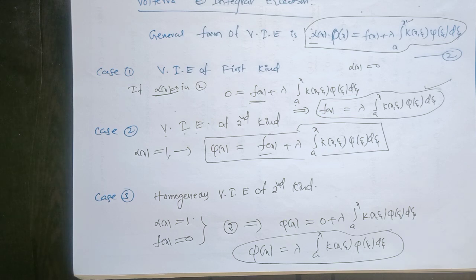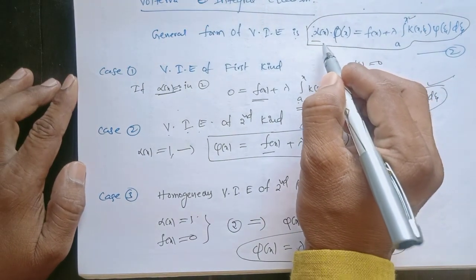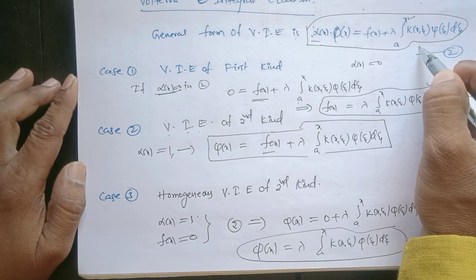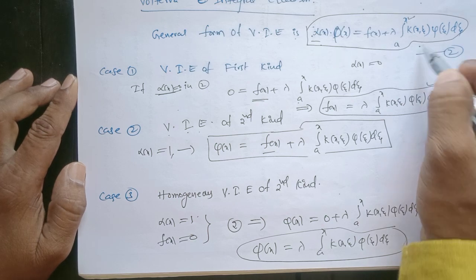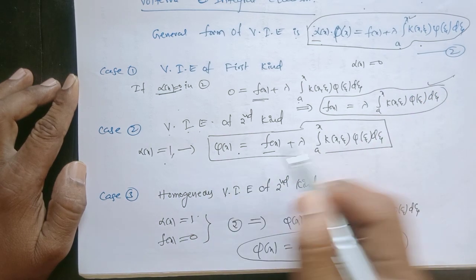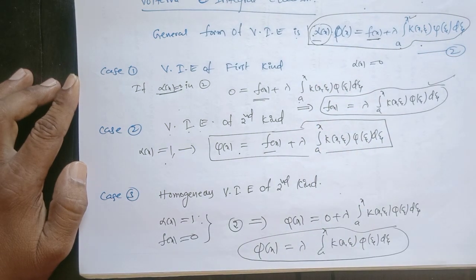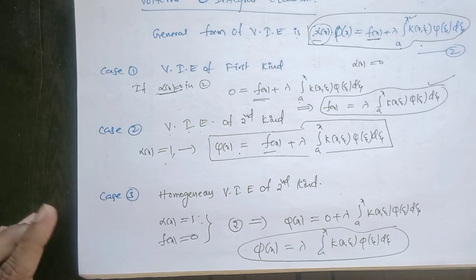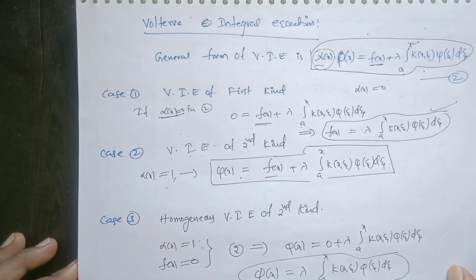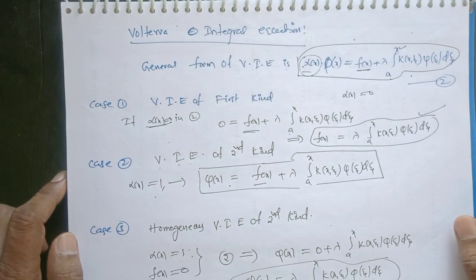So this is the brief information about the Volterra integral equation. This is the general form of the Volterra integral equation. In this general form, if alpha x is equal to 0, the equation is called a Volterra integral equation of the first kind. If alpha x is equal to 1, it is called a Volterra integral equation of the second kind. If alpha x is equal to 1 and f of x is equal to 0, the equation is called a homogeneous Volterra integral equation. These are the classifications of the Volterra integral equation. Dear students, remember once again: in a Volterra integral equation, the upper limit must be variable.